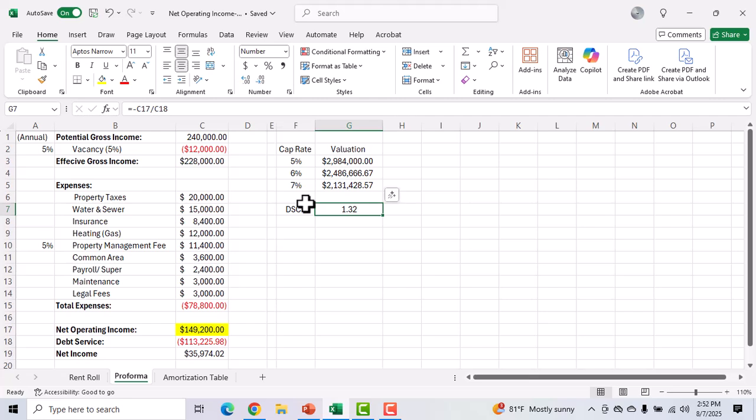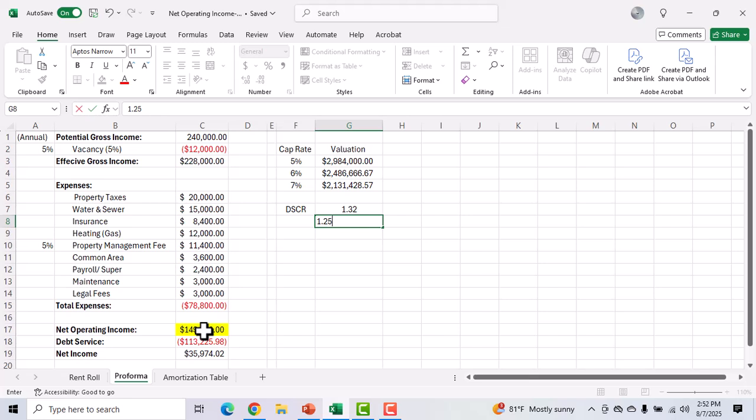So when you're getting a quote for a loan, the lender will say, hey, we want to see a minimum debt service coverage of, let's say, 1.25. What the lender is essentially saying is, we want to see that based on the net operating income amount, there is 1.25 or 125% available to service the debt.